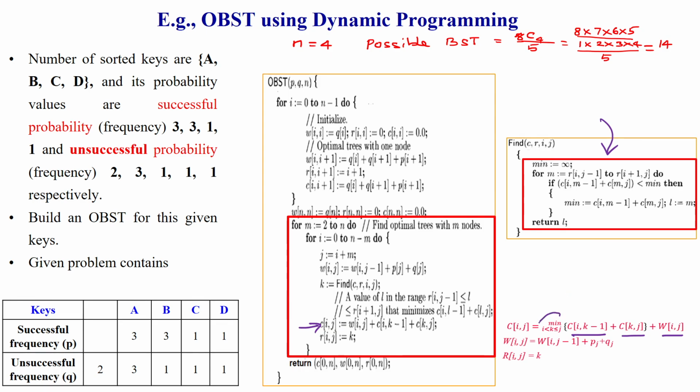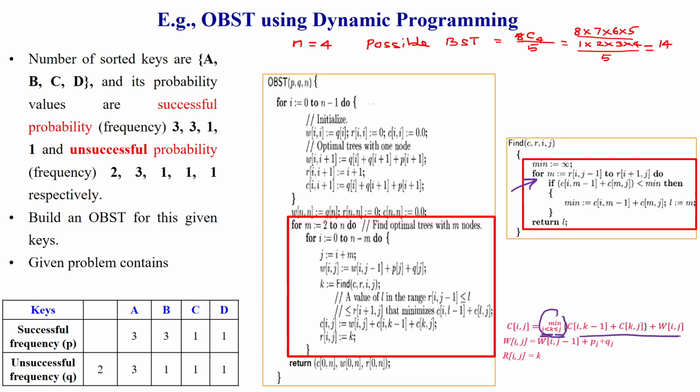Based upon this method, I have to identify the minimum value for different k values. Okay, so k is the value, right? Here sometimes we will have more than one k, right? So in that, which k is giving you the minimum value? Based upon that, I have made this formula, right? c of i comma j equals the minimum over i less than k less than or equal to j. So this is done with respect to this for loop.